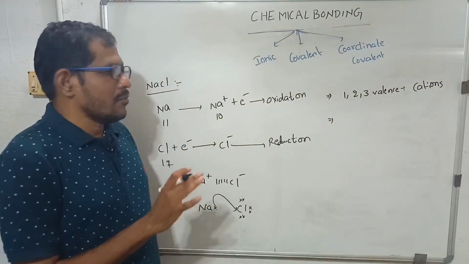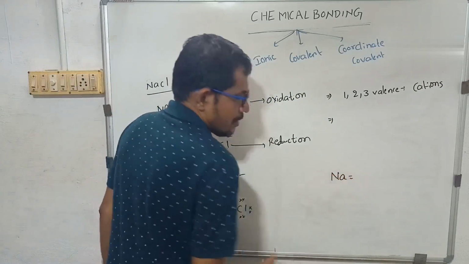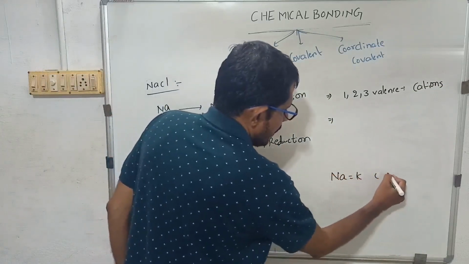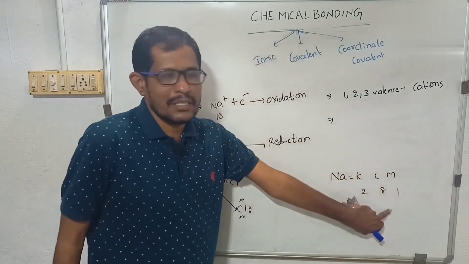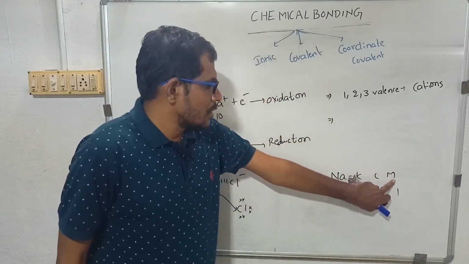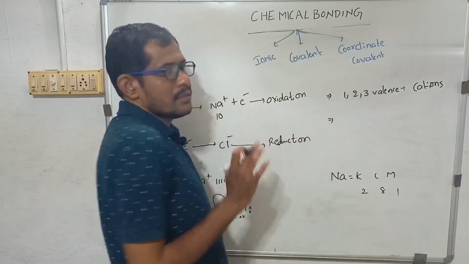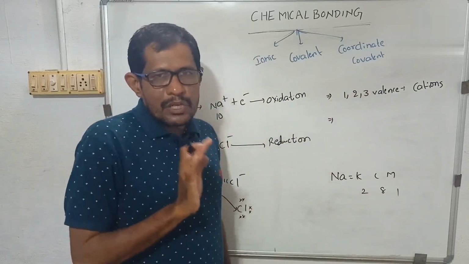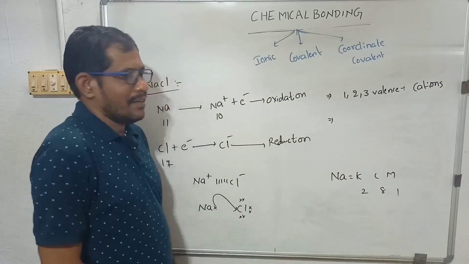What is valence electron? If you write sodium electronic configuration, what is the sodium electronic configuration? 2, 8, 1. So the outermost shell is the valence shell. Here what is the outermost shell? M is the valence shell. So in M, how many electrons are there? 1 electron. So 1, 2, 3 valence electrons means it forms cations. So sodium is forming cation, right?